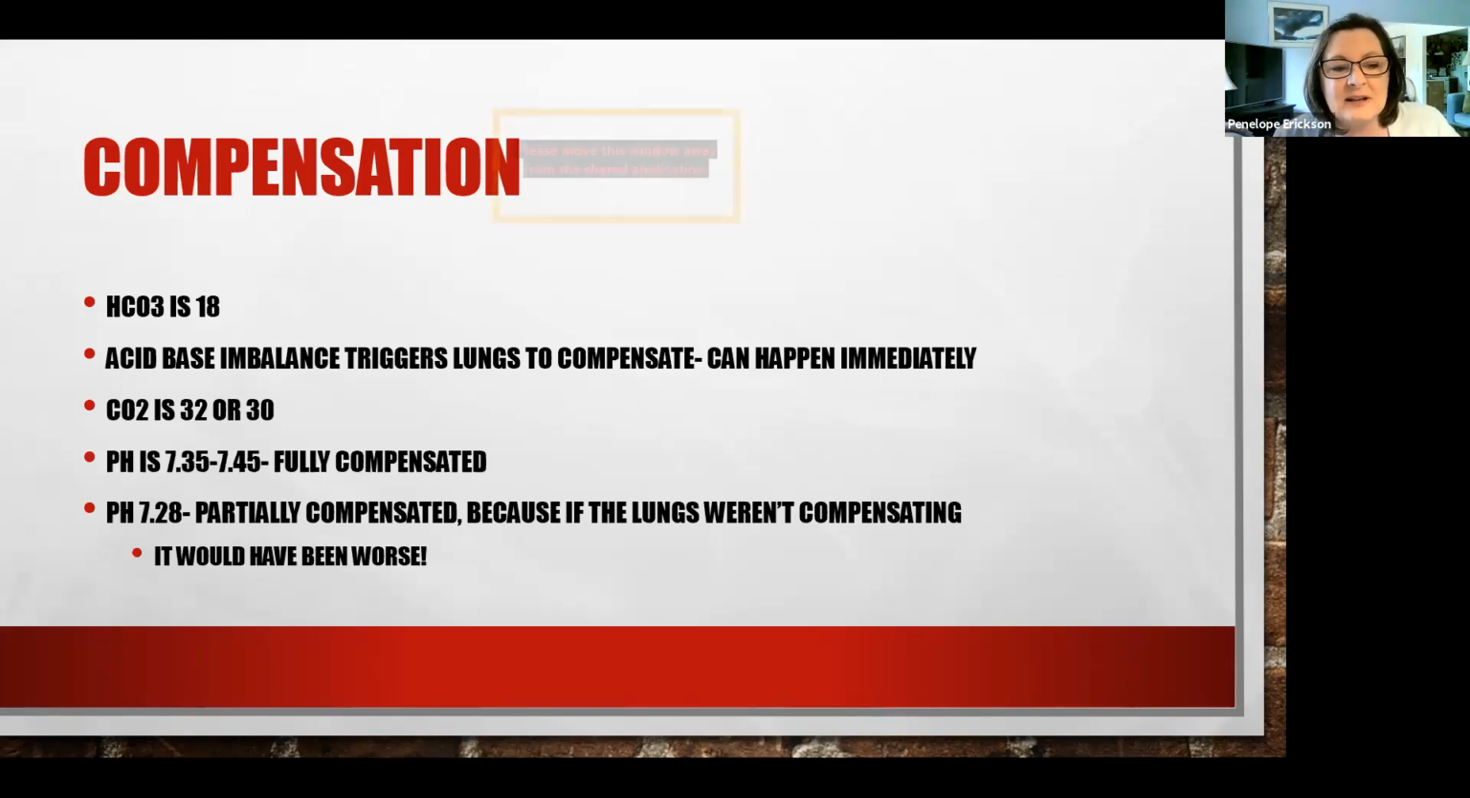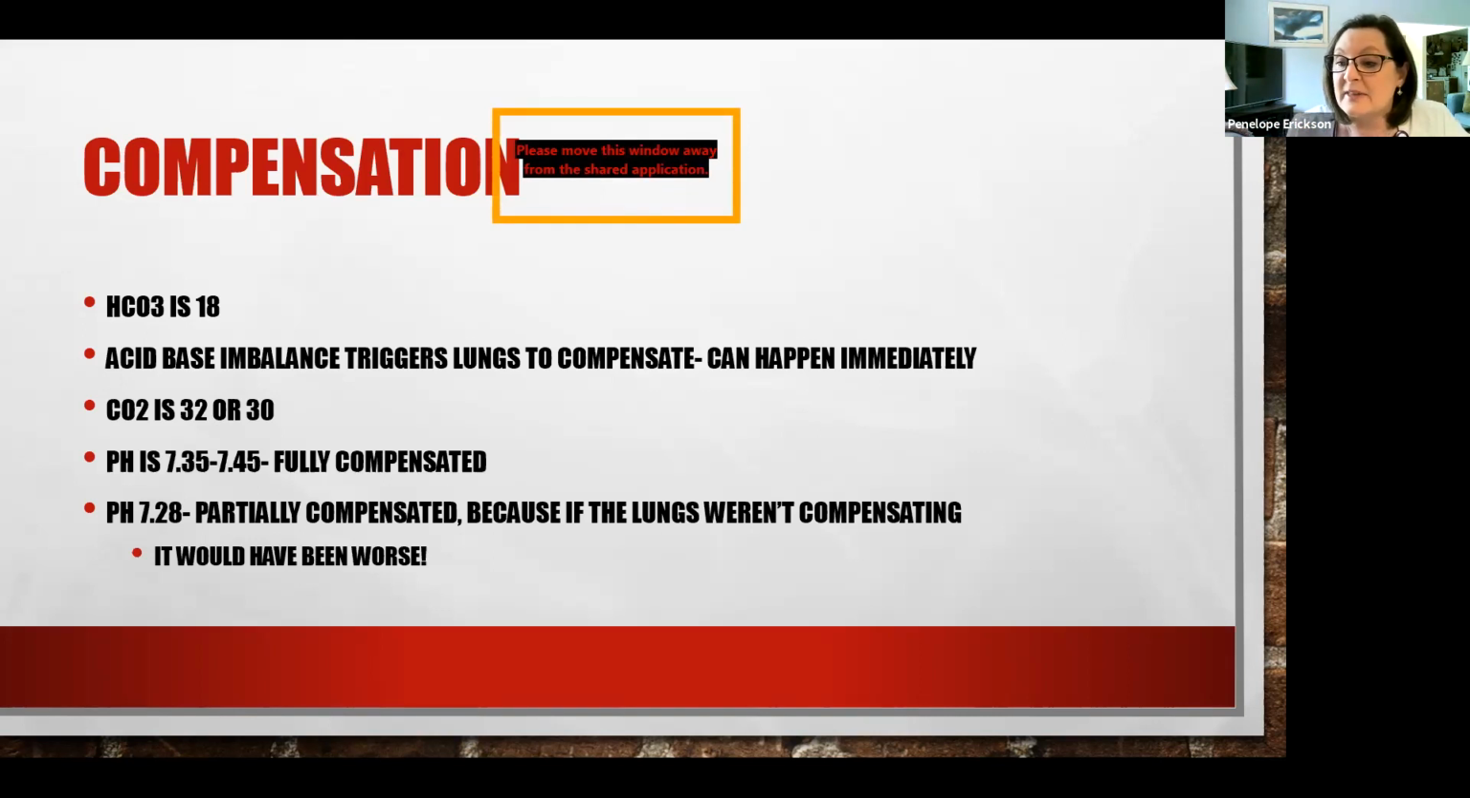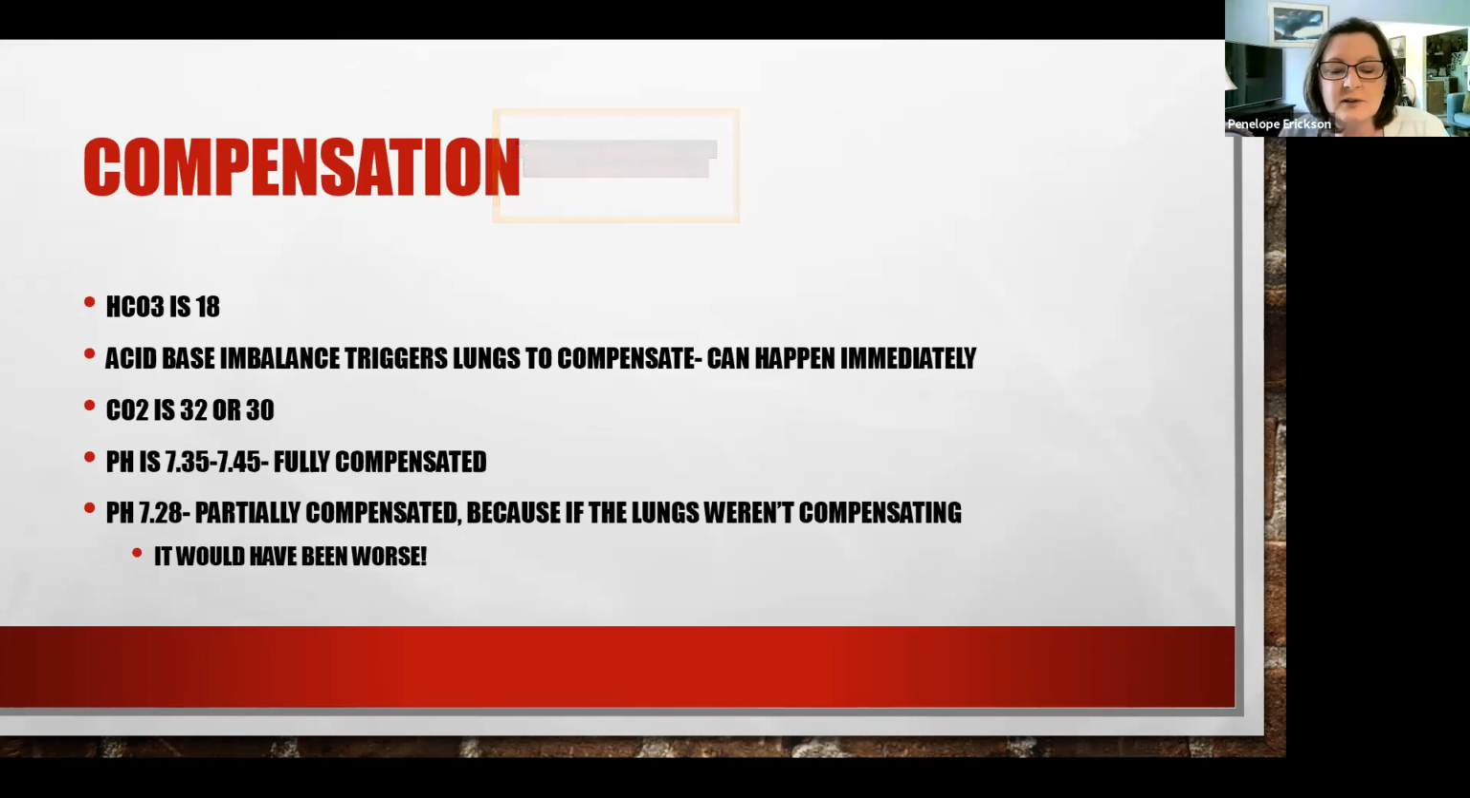So just know that when you're dealing with somebody in metabolic acidosis, when you look at that pH, if their lungs aren't compensating at all, then that's a bad sign, because our bodies have this ability to try to maintain homeostasis as much as possible. So we're going to look for either some partial compensation or that they're fully compensating in terms of their pH.